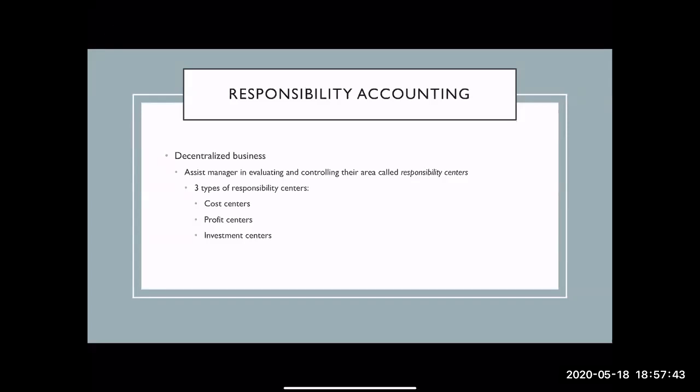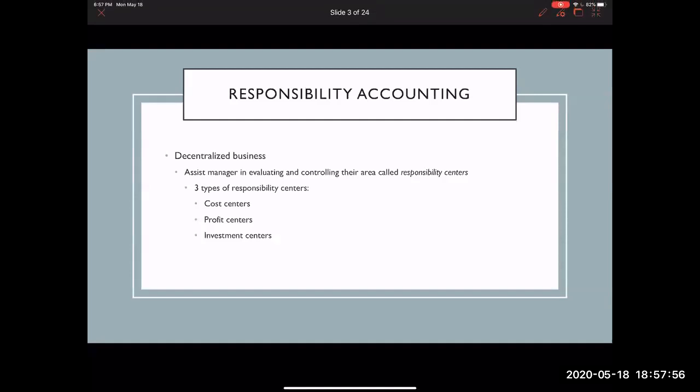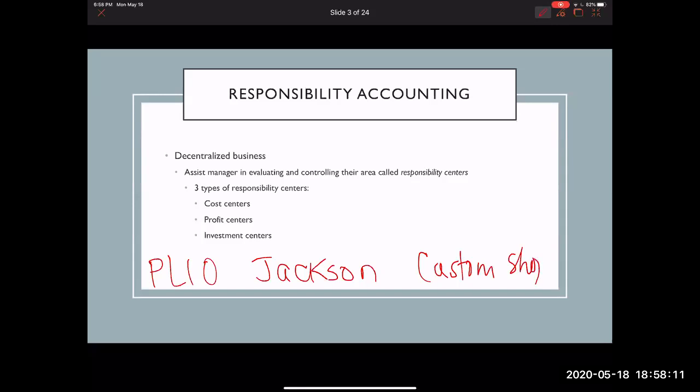Now, before I get into all of the types of responsibility centers, I just want to give you some perspective. When I was working at Fender as a consultant for them, there were three main product lines. I'm going to draw it on here. There was the PL10 line, there was Jackson, and there was, I remember it being Custom Shop. It may be another name, but that's what I can remember right now.